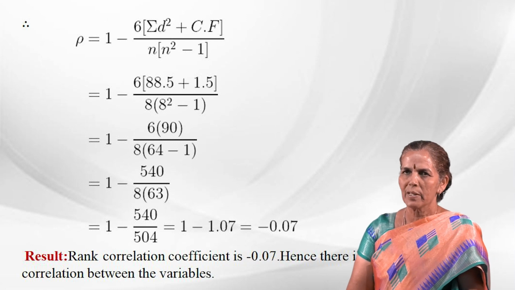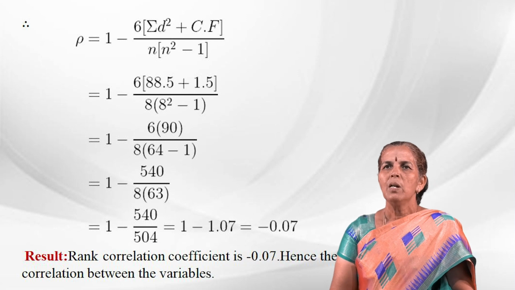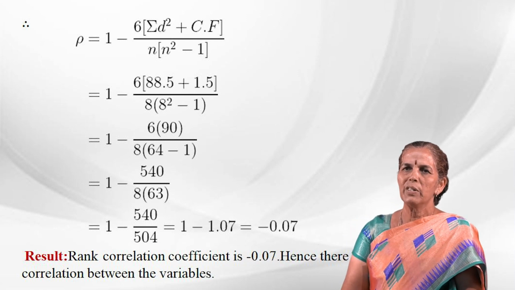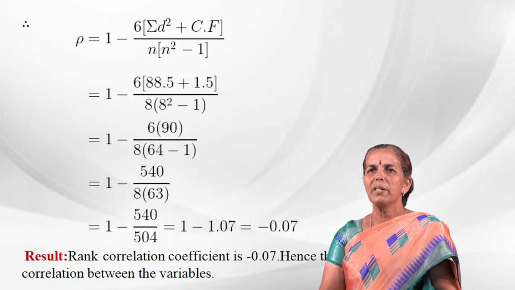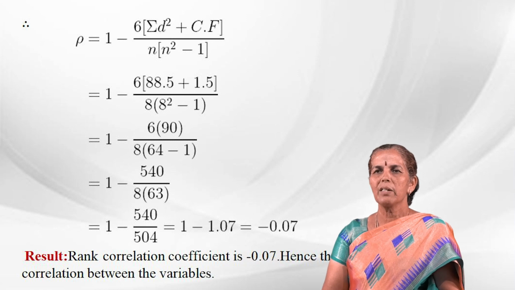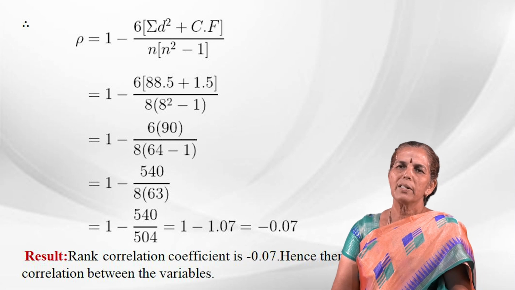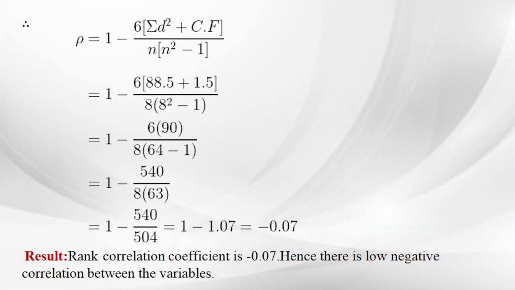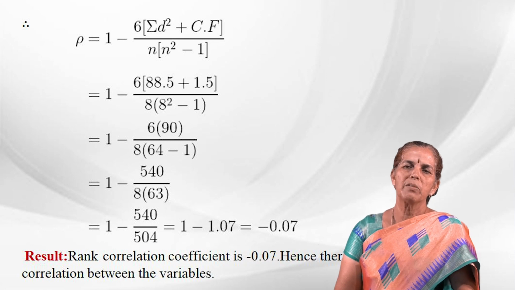Rho equal to 1 minus 6 into summation d squared plus cf divided by n into n squared minus 1. Summation d squared from the table is 88.5. The correction factor is 1.5. Summing these 2 values gives us 90. This has to be multiplied by 6, and we got 540. In the denominator, after simplification, we got 504. Then after simplification, finally we got minus 0.07. The rank correlation coefficient is minus 0.07. Hence, there is a low negative correlation between the variables.